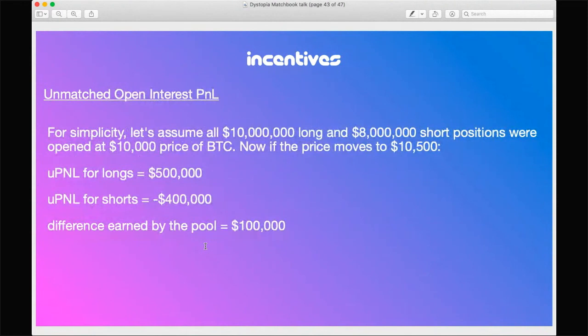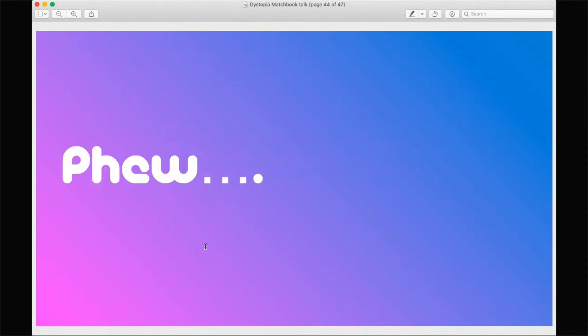Another thing is the unmatched open interest. For the simplicity of this conversation, let's assume there are $10 million worth of longs, $8 million worth of short positions. If the price goes up, there's unrealized P&L for longs, which is around $500,000, and there's unrealized P&L for shorts, which have lost, and this is around $400,000. So the difference of this gets earned by the pool, which is around $100,000 in this case.